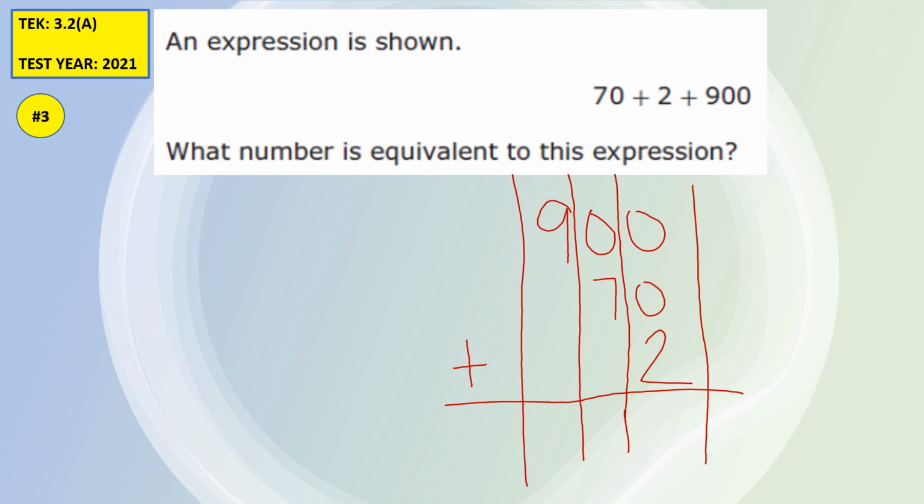I'm going to add up all the numbers in my ones place first. 0 plus 0 plus 2 is 2. 0 plus 7 is 7. And 9 plus, there's nothing there, is 9. So the number that's equivalent to 70 plus 2 plus 900 is 972. Is that the answer that you received when you completed your work? If so, great. Let's move on to number 4.